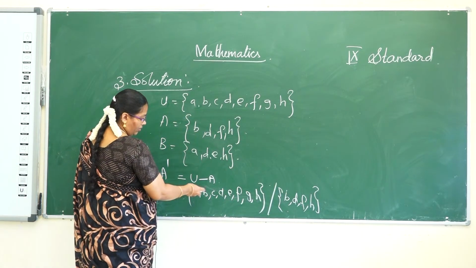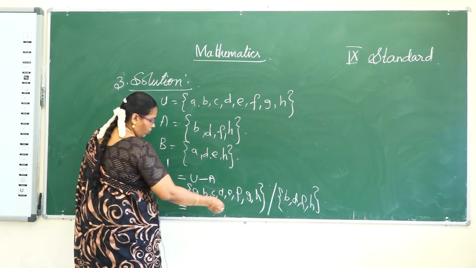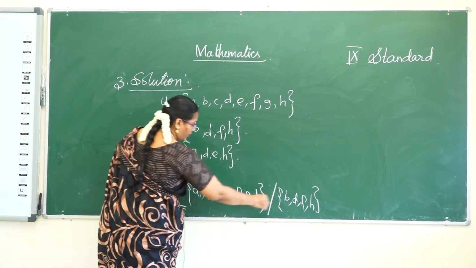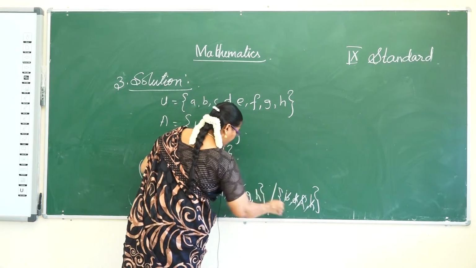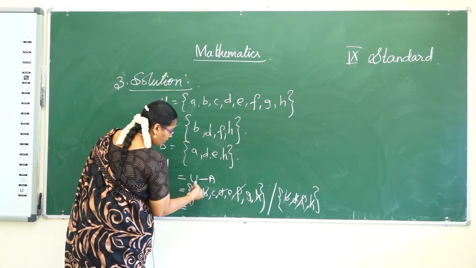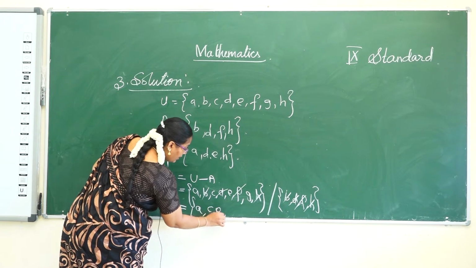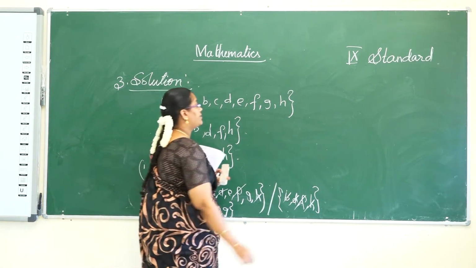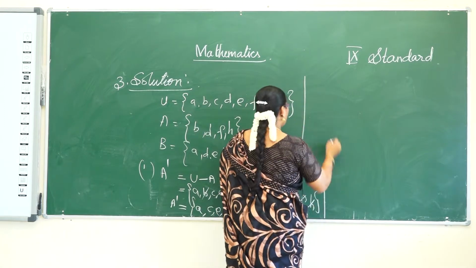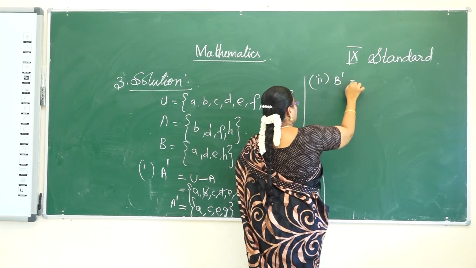So all the elements exist only in the universal set. Okay, so which elements are common? B cancels, D, F, H. So what is remaining in the universal set? A, C, E, G. Okay, that is A dash, or A complement. And the second one, B dash.